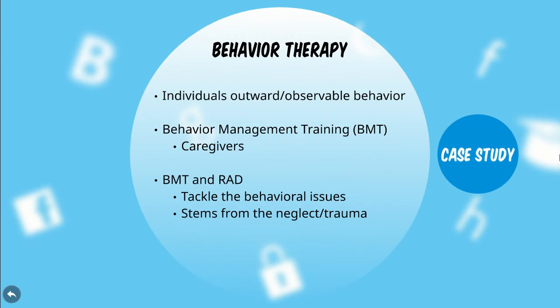And so, one way of treating RAD, we can look at in the context of behavior therapy. Specifically, you're looking at the individual's outward and observable behavior, and you're trying to change that. One way of doing that is using behavior management training, which is typically geared toward the caregivers to teach new caregiving techniques on how to discipline the child. So in the context of BMT and RAD, you're trying to tackle the behavioral issues.